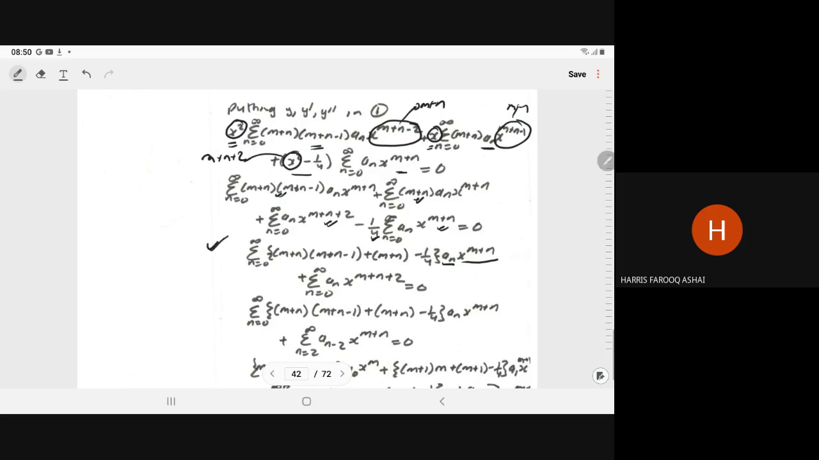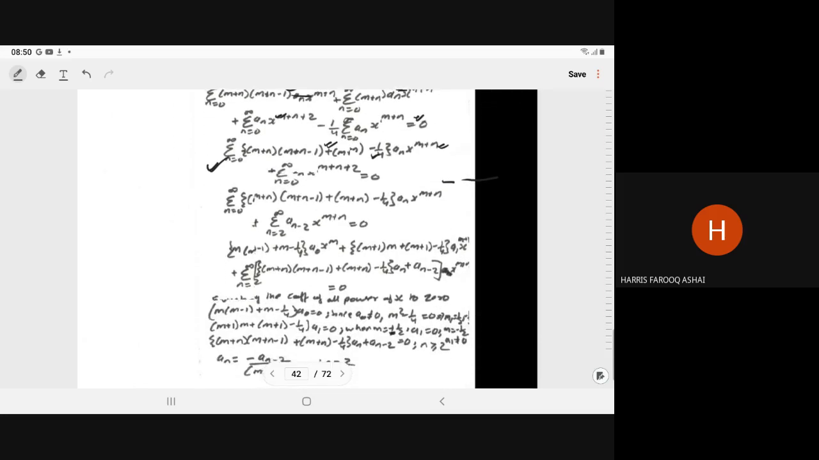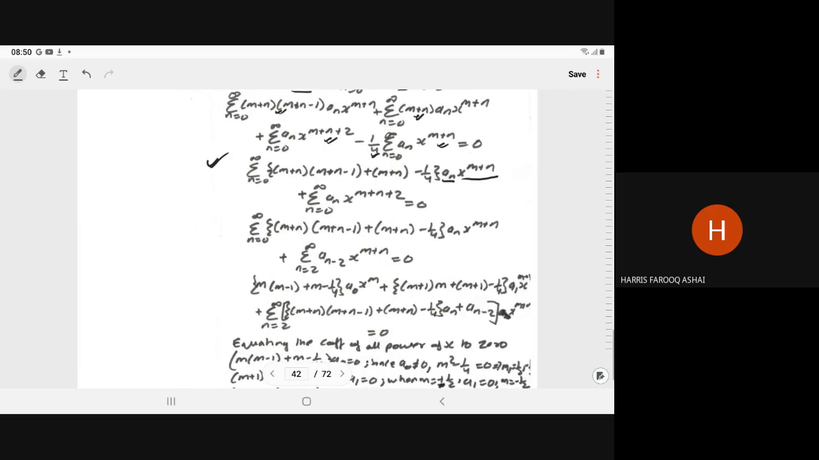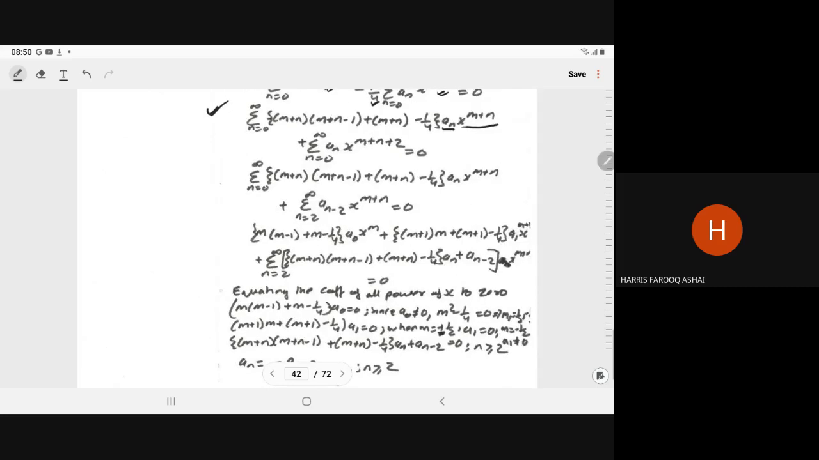Now in this case, first we have to compare the coefficient of the lowest power of x. When we put n equal to 0, the lowest power will be x to the power m. So on equating the coefficient of the lowest power of x, you will get m into m minus 1 plus m minus 1 by 4, into a naught, is equal to 0.